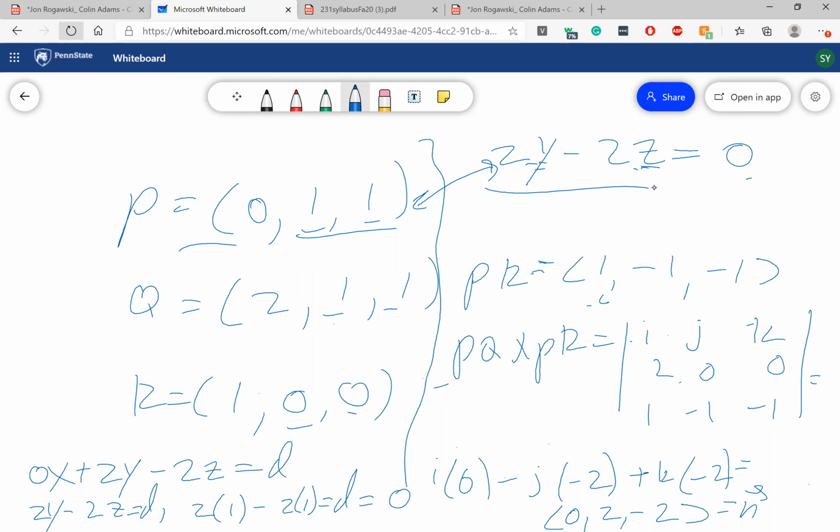Any questions about this? Professor, when you're looking for the value of d, what if you plug in Q or R? Yeah, so you can plug those in too, and you're going to get the same thing. So in this case, the equation of your plane is 2y minus 2z is equal to d. If you plug in Q, you're going to get 1 and 1. So you plug in 1 over here, you're going to get 2 times 1 minus 2 times 1, which is 0. So your d is going to be 0 again.